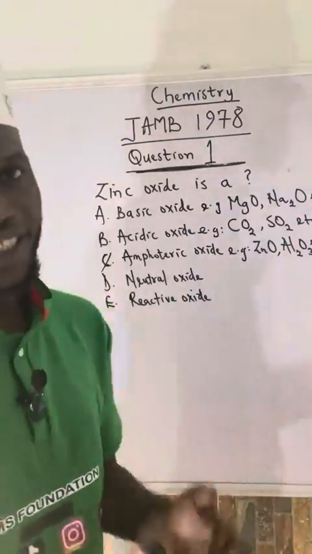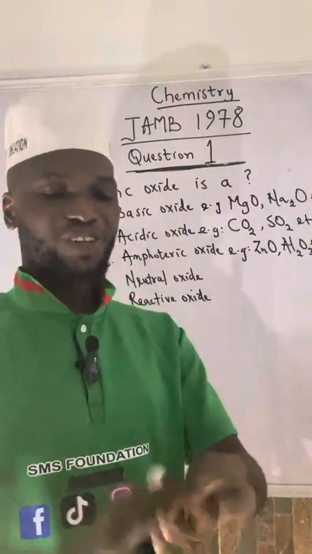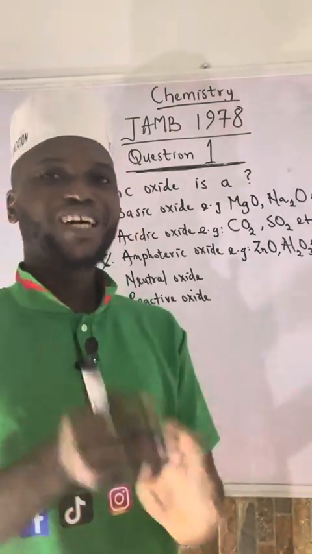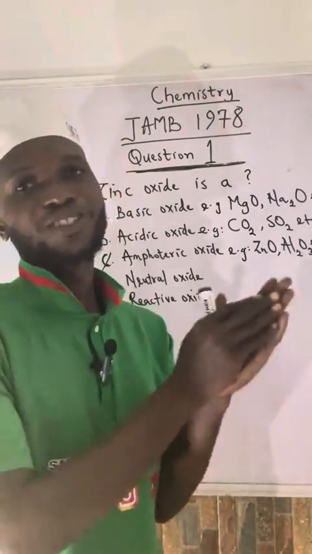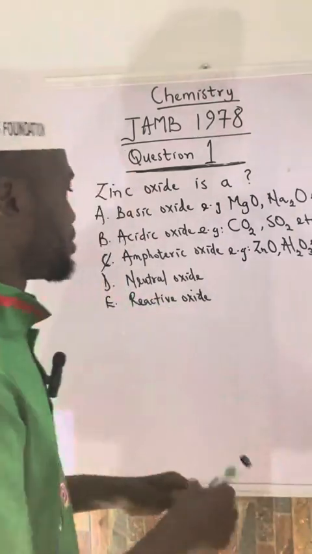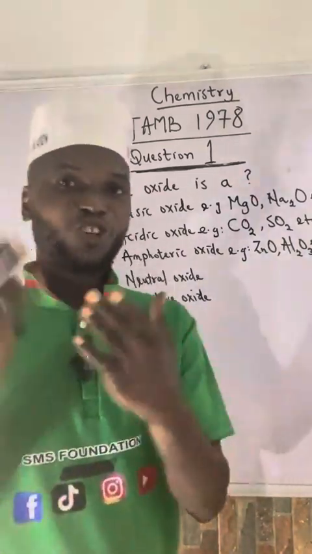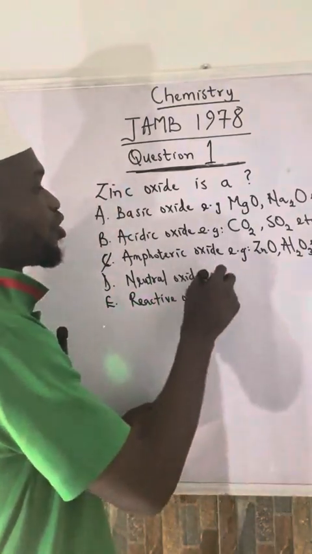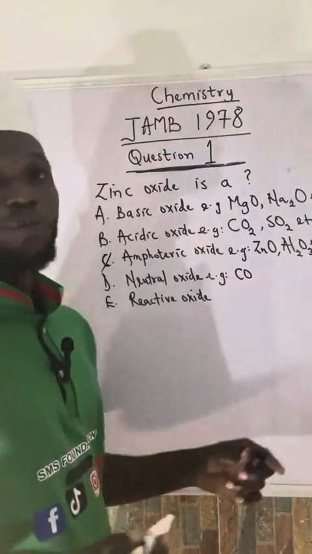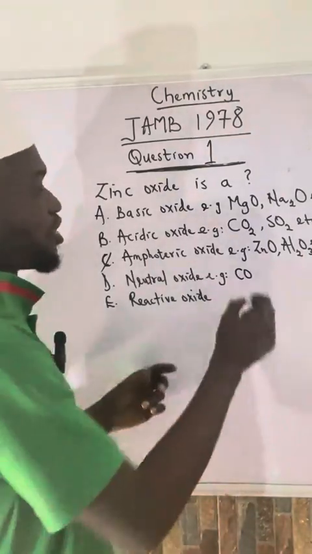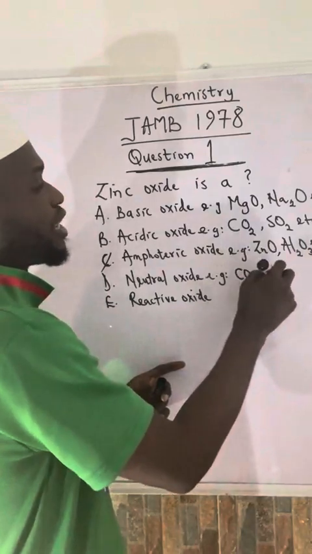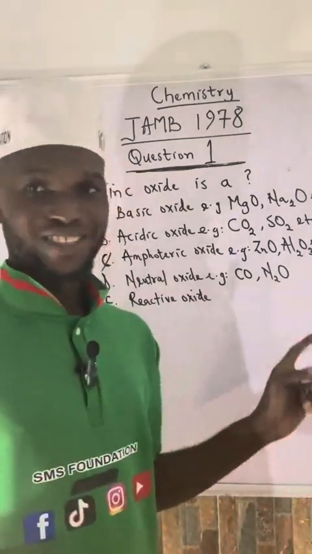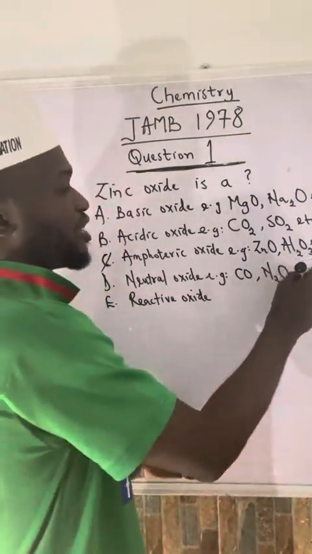Now, a neutral oxide is a type of oxide that doesn't behave like an acid nor a base. So they are neutral. They don't have the property of acid and they don't have the property of base. Most times a non-metal combines with oxygen to form a neutral oxide. For example, the common carbon monoxide or carbon 2 oxide is a neutral oxide. And then the usual laughing gas that everybody knows, N2O, dinitrogen 1 oxide, is a neutral oxide too.